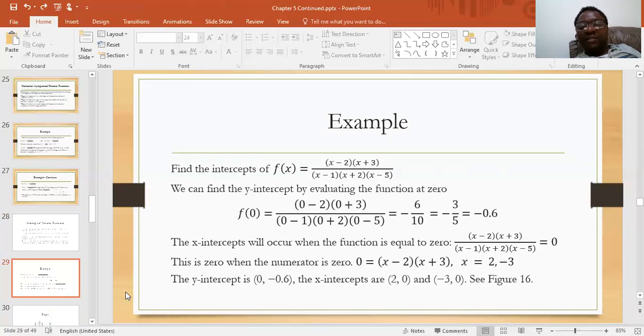To find the x-intercept, we will solve the equation f of x equals 0 and only consider the numerator, because the denominator is different from 0, so the numerator must be 0. The x-intercepts are at the points where x minus 2 equals 0 or x plus 3 equals 0, which are (2, 0) and (minus 3, 0).